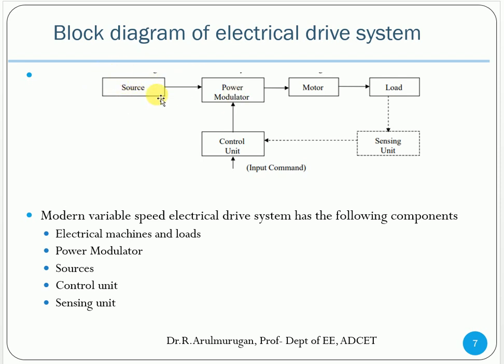Okay, with the availability of the motor, suppose the available motor is a DC motor, but the available source is AC source only. Here is a DC motor. What to do? Then convert AC to DC. That is a power modulator. Convert AC to DC. So how to convert? You can use the rectifier.